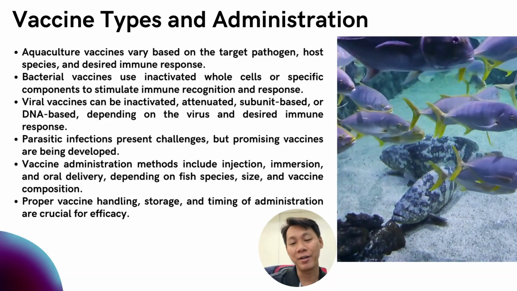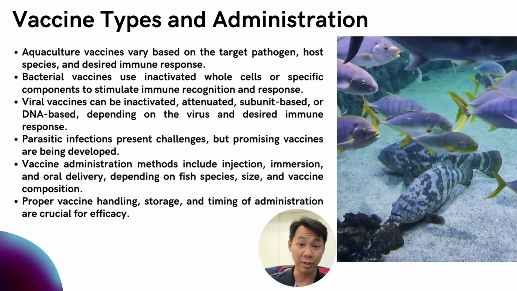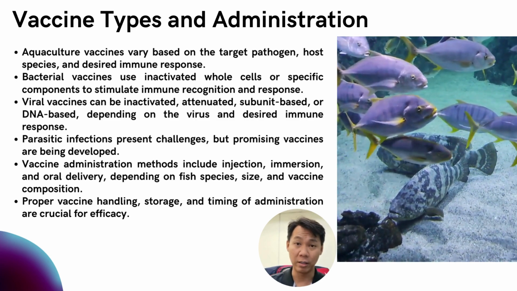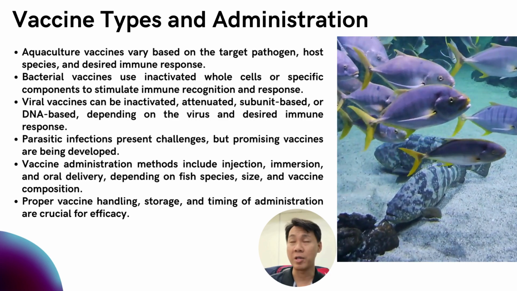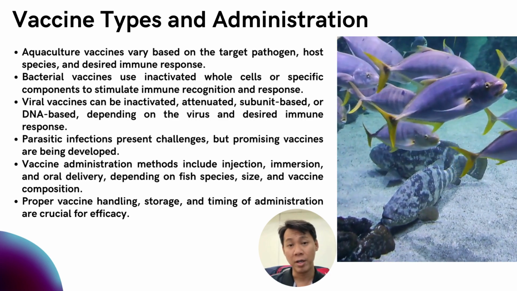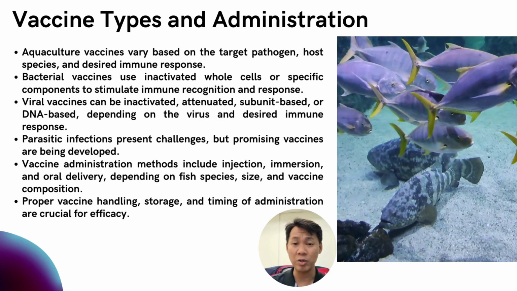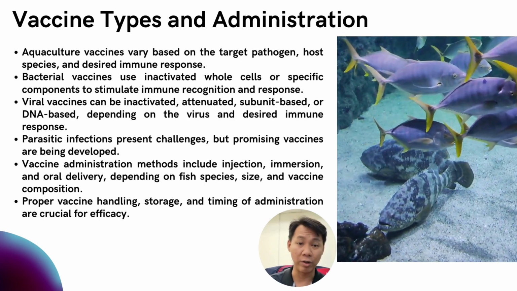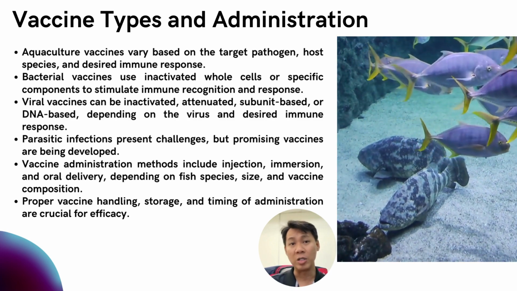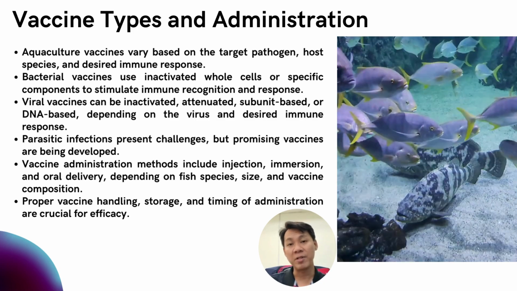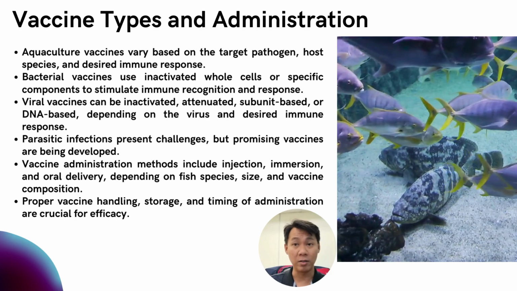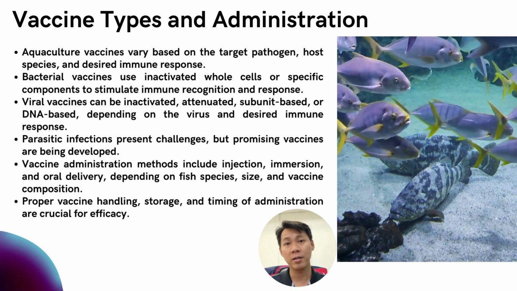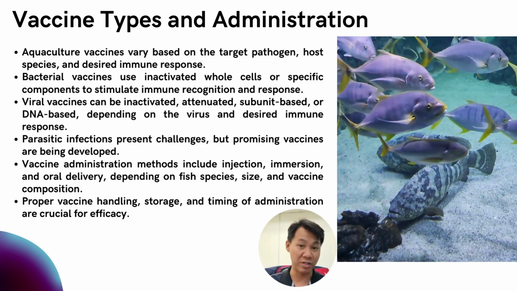Hi, I will talk about vaccine types and administration. As you know, aquaculture vaccines vary based on the target pathogen, host species, and desired immune response. In aquaculture, vaccines are used to protect fish and other aquatic organisms from disease. The choice of vaccine depends on the specific pathogen being targeted, so the host species can be protected and the desired immune response achieved for the fish.